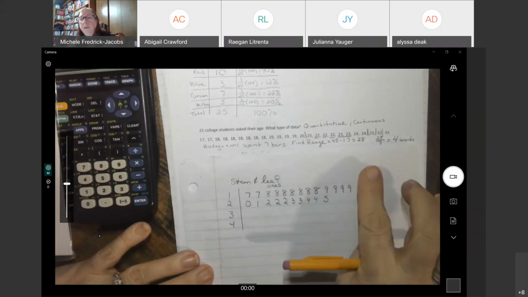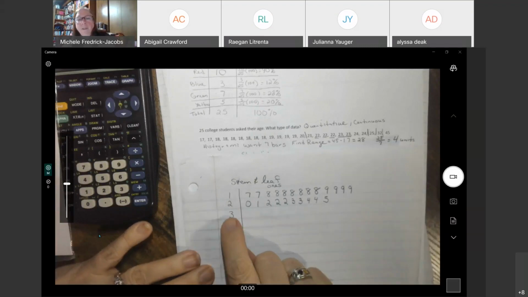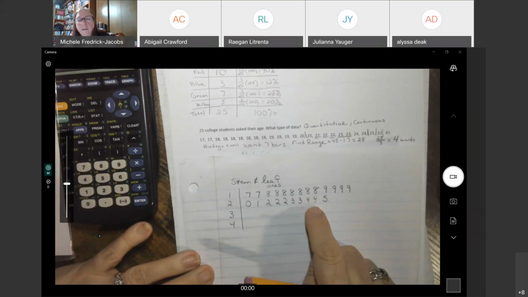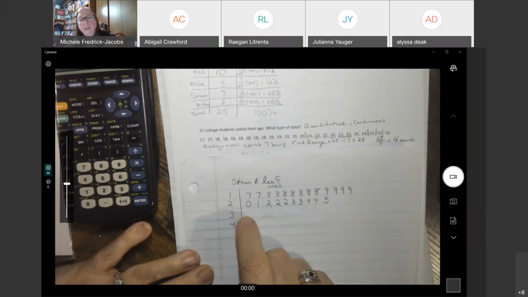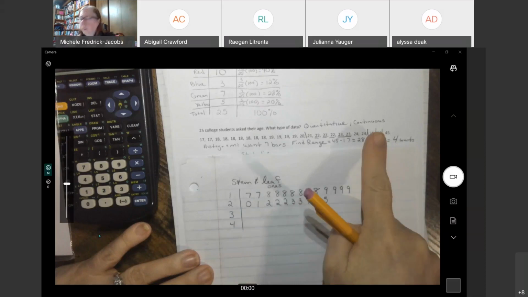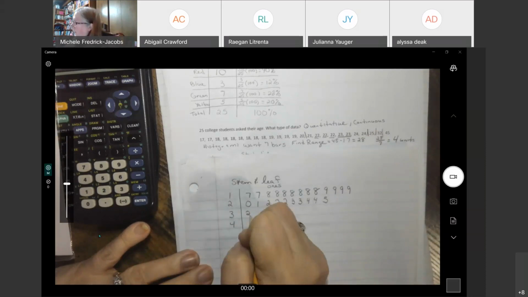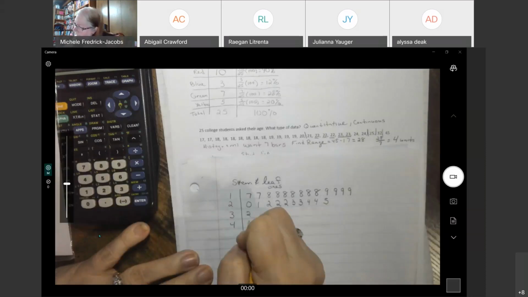If there were no 30s, you'd still have the 3 here, but this would be blank. You don't want to skip these. If there were no 30s, you'd still write the 3, but then you'd put nothing in that row. If there was a 30, it was a 32, and then there was a 40, which was a 45.